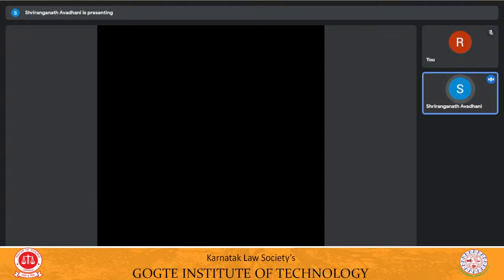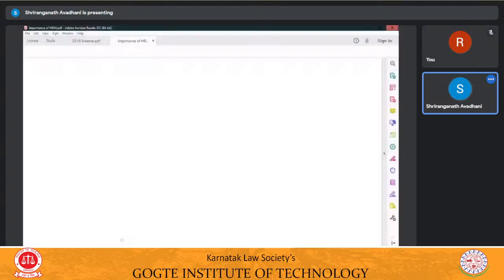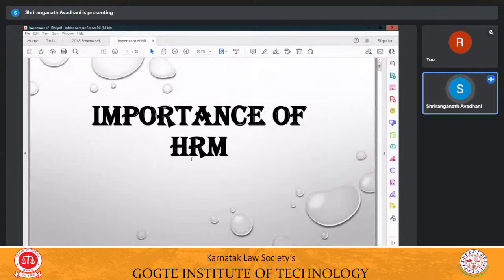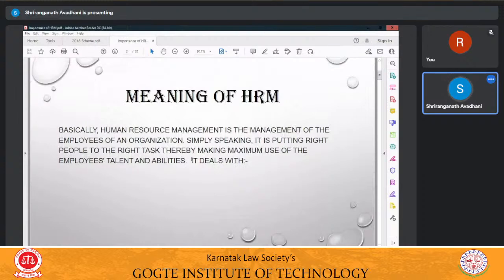Okay, so now the next one is the importance of HRM. What is the importance? I want to explain it with the PPT I have prepared here. One PDF is there. So they say human resource management is the management of the employees working in the organization. Simply speaking, it is putting the right people to the right task, thereby making maximum use of employees' talent, ability, their potential, their experience, everything. This is very, very important.